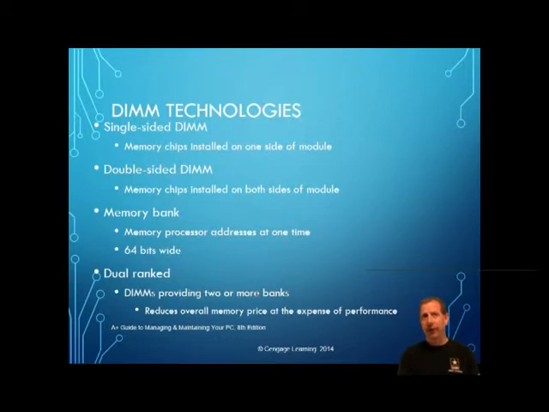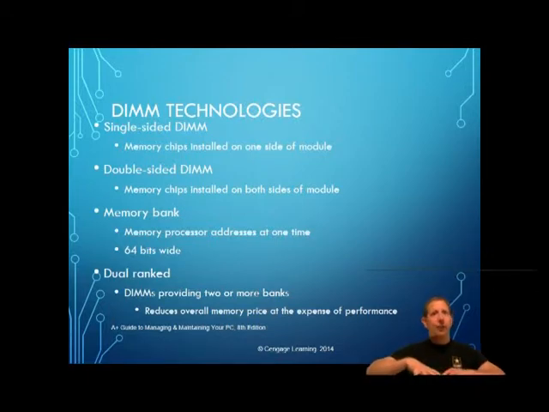Single-sided and double-sided DIMMs. A DIMM can have memory chips installed on one side of the module, called a single-sided DIMM, or both sides of the module, called a double-sided DIMM. Most desktop and laptop processors address memory 64 bits at a time. And the memory bank is the memory a processor addresses at one time and is 64 bits wide. And a DIMM slot provides a 64-bit data path.